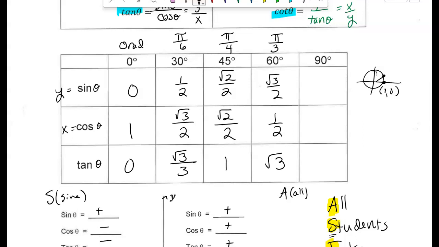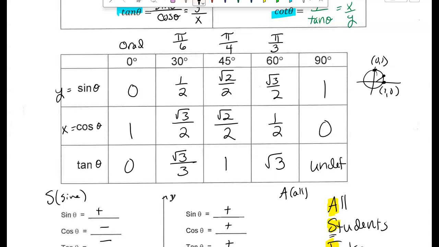90 degrees. What is your sine? Now think about it. This is right here, 90 degrees. What's the ordered pair? 0, 1. So what's sine? 1. What's cosine? 0. What's 1 divided by 0? Unattainable. So it's undefined, right? So we actually have a value for that as undefined.